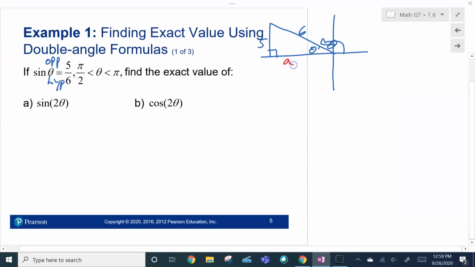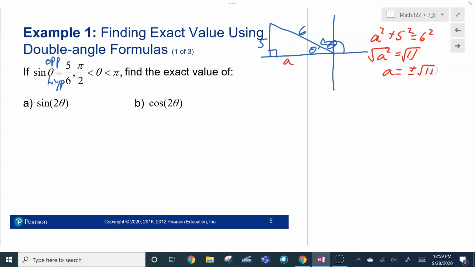We'll call it A. So A squared plus 5 squared equals 6 squared. So we got 36 minus 25. We got 11 here. The square root is plus or minus root 11. We're going to name it negative root 11, because we're using right triangle trig to do this, but our cosine in quadrant 2 needs to be negative. So A equals negative root 11.